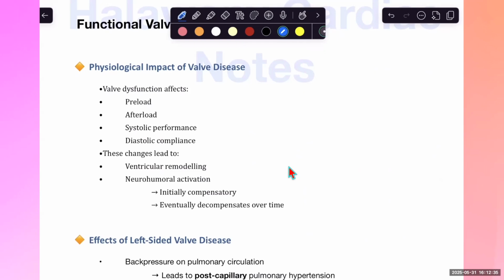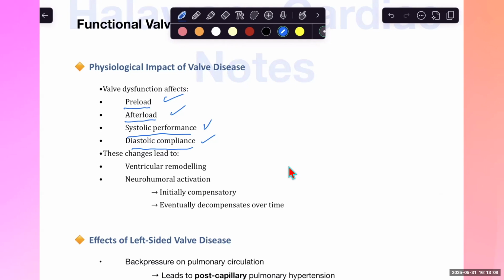Valve disease will affect the preload, the afterload, systolic performance, and diastolic compliance. So whenever you have a patient who says that he has a valve problem, these four things should come to your mind. Of course, we will say it in more detail, but keep these four pillars in your head. The idea of this lecture is to give you a broad comprehension of the valve diseases as anesthetists.